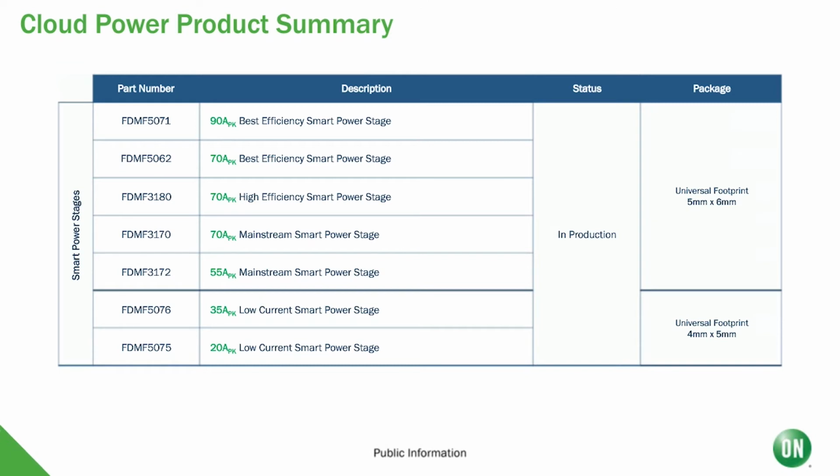So we basically offer a wide portfolio to support power at different load levels. The highest power products like the 5071 and 5062 will probably be targeted for the VCCIN core rail on the CPU. The lower current parts will target the peripheral rails on a typical server and data center design. And these parts are all in production. We are working on next generation products that will have even better efficiency and features.